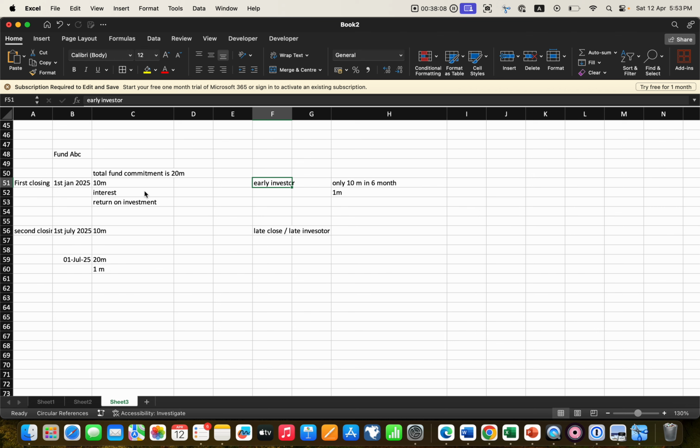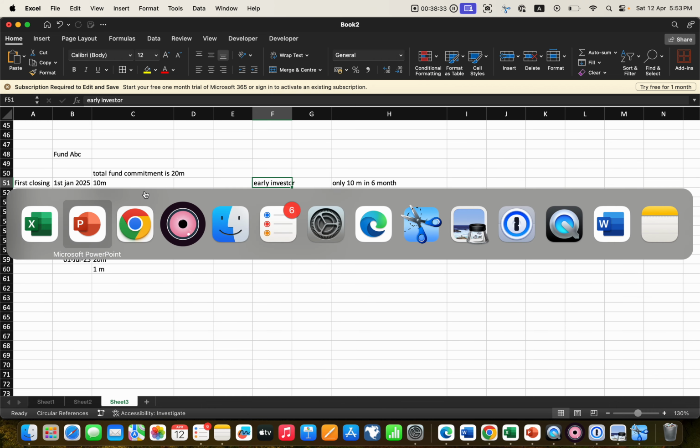So whatever return they get in future, from dividend, interest, or when the fund gets closed, equal distribution is done between the early and late investor, because in July itself the second investor netted off everything to the first investor, giving a return, and the fund came to equalization. So this is how equalization works.